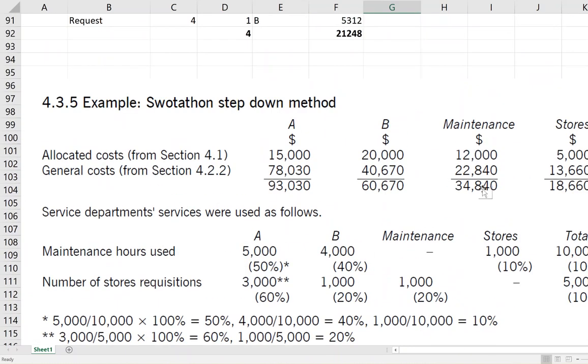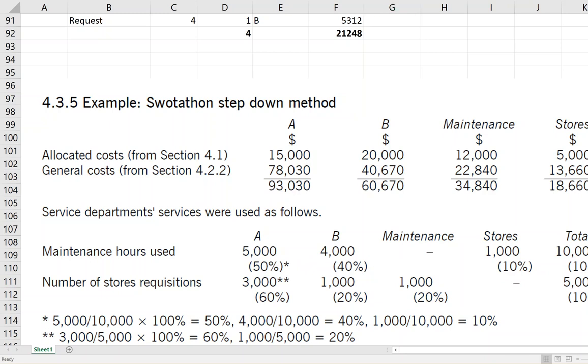We know this much, that maintenance by itself is 34,840 plus 20% of S, because 20% of the requests of S go to maintenance. So it's the cost 34,840 itself and 20% of this 18,000. That's why you need percentages in the algebraic method. Without percentages, you will not be able to answer it. So in the algebraic method, even if the percentage is not given, you have to convert it to a percentage.